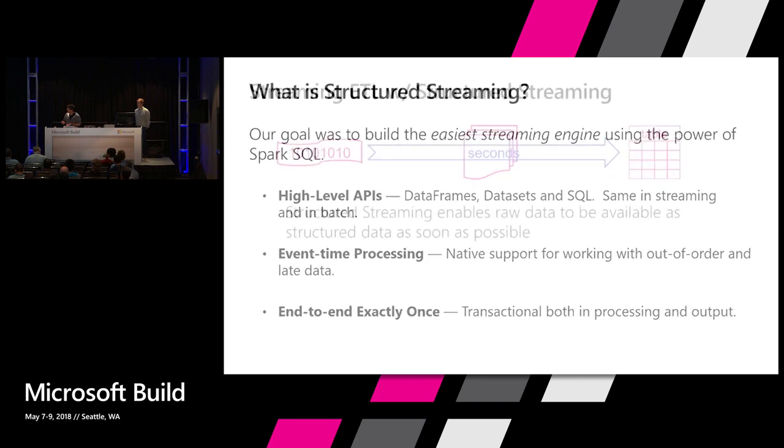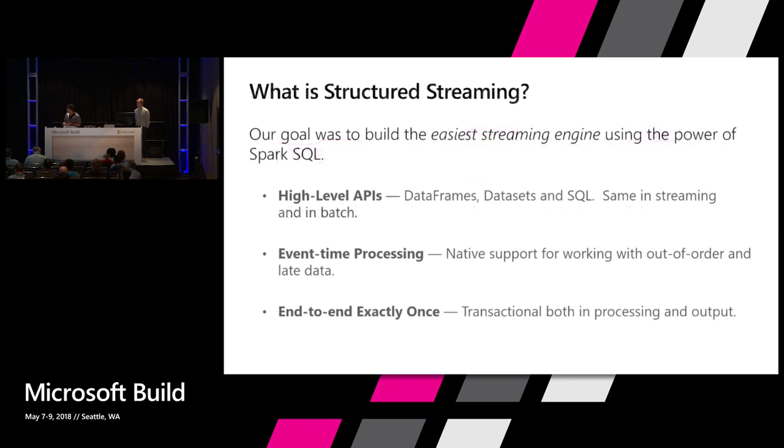So how do you do this with structured streaming? At a high level, structured streaming consists of three things. First, high level APIs. I spoke about data frames, data sets, and SQL. These are APIs that you can apply to data frames, and they're the same APIs in streaming and in batch. Let me give you a concrete example. If you wanted to score an ML model and you wanted to use input data from a file, or you wanted to use input data from a stream, it would be the identical APIs, and we're going to show you that.